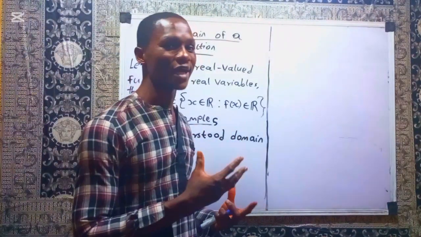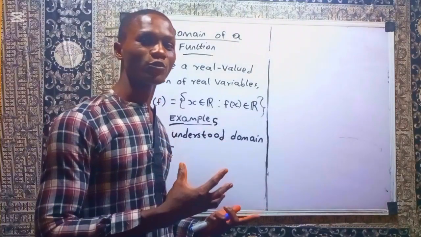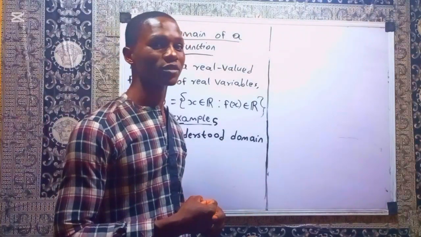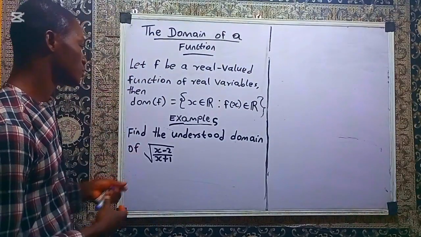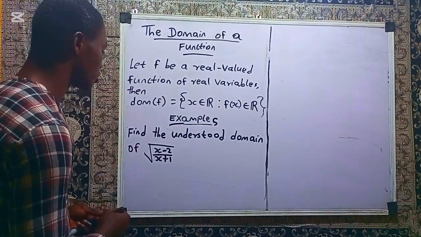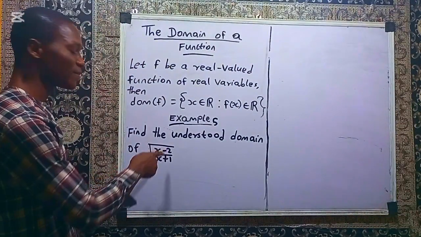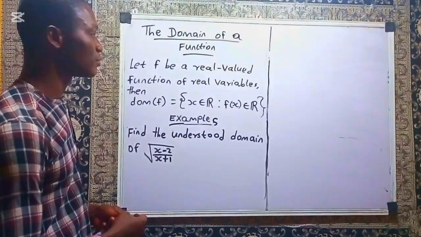So in this fifth example, we want to find the understood domain of this function. Whether you are told to find the understood domain or you are told to find the domain of the function, they are all talking about the same thing. So we want to find the understood domain of the function square root of x minus 2 divided by x plus 1.